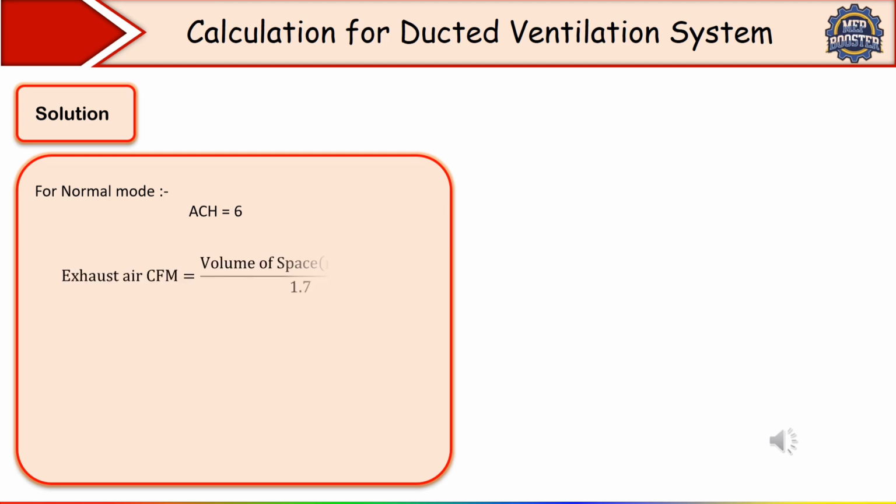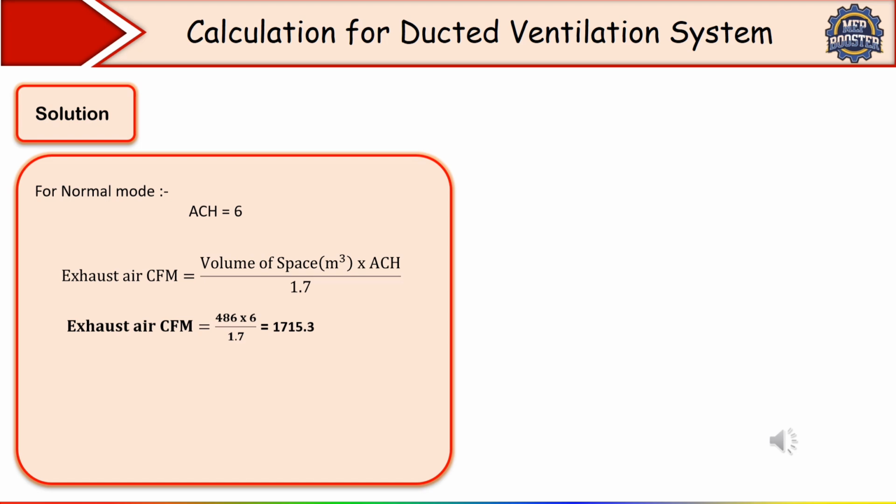So the formula is: exhaust air CFM is equal to volume of space in meter cube into ACH divided by 1.7. We have calculated the volume of space, and for normal mode ACH we take 6. So you have to put all the values in this equation. Finally, 486 into 6 divided by 1.7, so exhaust air CFM we get 1715.3, in CFM, cubic feet per minute.